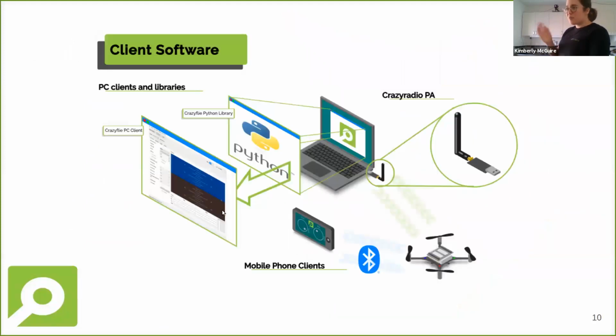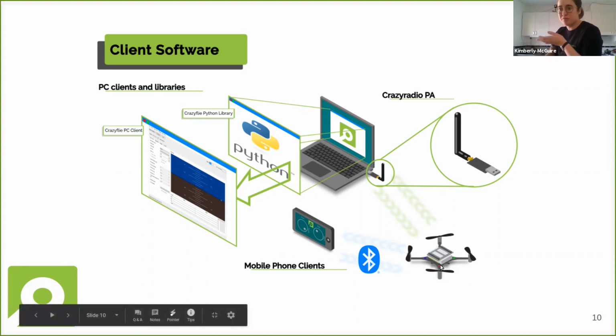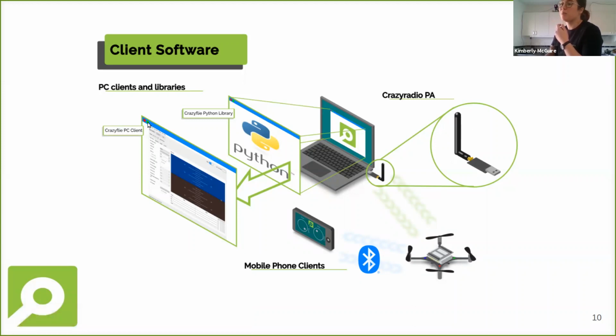So to give you an overview of the client software that we use: like I said, we also have ways that you're able to connect with your Crazyflie through your phone if you want to quickly test out the motors. But I'm mostly going to focus on how you're able to communicate with it through the computer, in particular the PC client of the Crazyflie. I believe you are also going to have a tutorial about the Python library, so I'm not going to go into that. I'm going to mostly introduce you guys to the PC client.